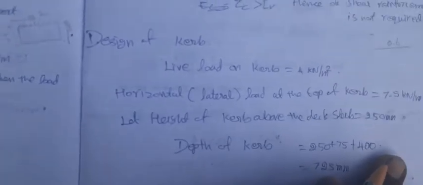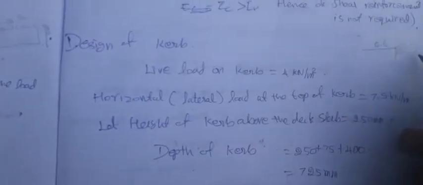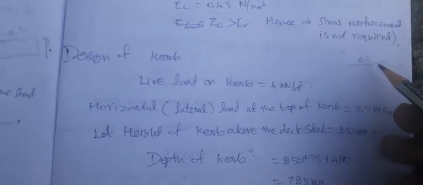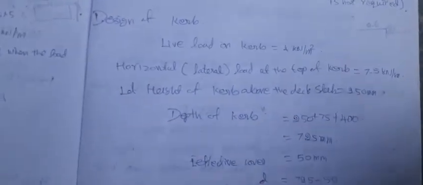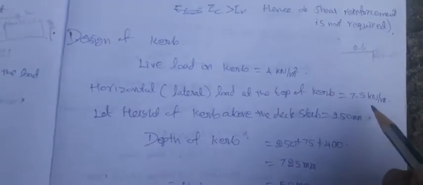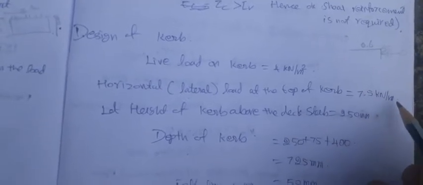This horizontal or lateral load is due to the movement of wheels and vehicles, and sometimes small impacts are caused. Because of these impacts we have to consider lateral loads for this curb. From the codal provisions we have to assume the lateral load as 7.5 kilonewton per meter.